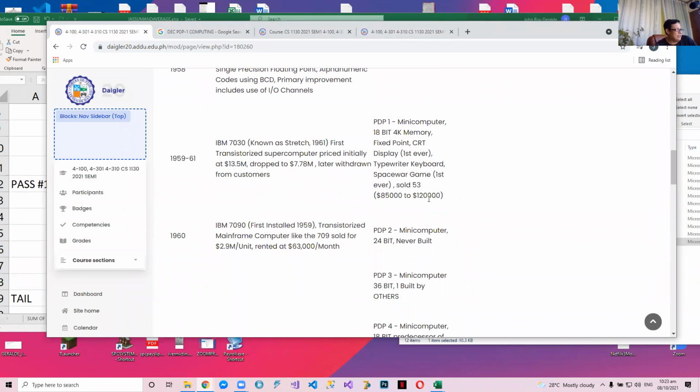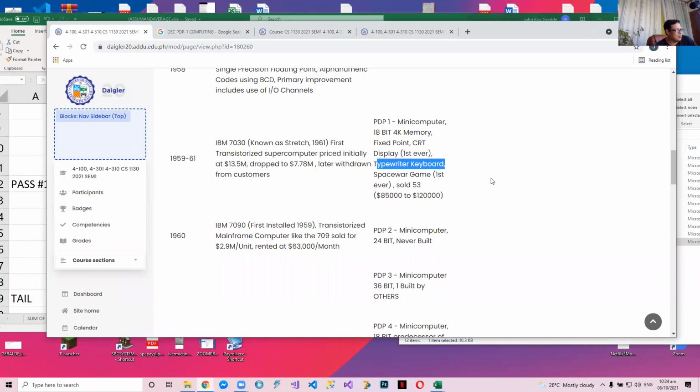So they sold 53 units, and they made a lot of money out of this. Now take note, the DEC PDP-1 is very popular. Aside from the CRT, it has a typewriter keyboard, and it is the first computer to run a game. It's called the Space War game. I have played this on a different computer, called Space Commander, during the 1980s.